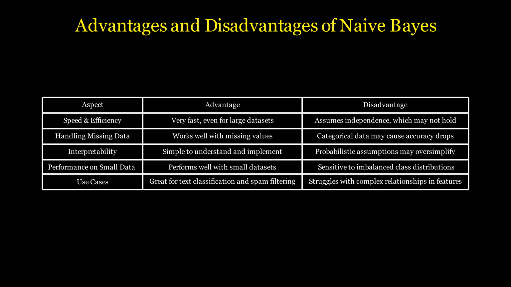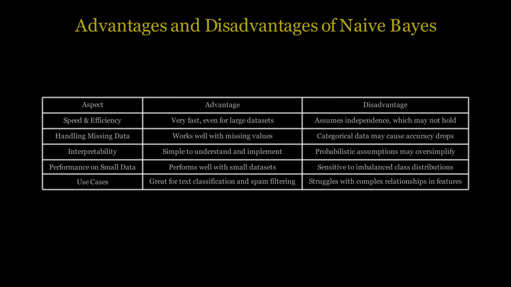Naive Bayes performs well with small datasets, unlike complex models that require more data. However, it struggles with imbalanced class distributions, which can bias predictions. Naive Bayes excels in text classification tasks like spam filtering and sentiment analysis. But it has difficulty capturing complex relationships between features, limiting its use in certain applications. This concludes the discussion on the advantages and disadvantages of naive Bayes.